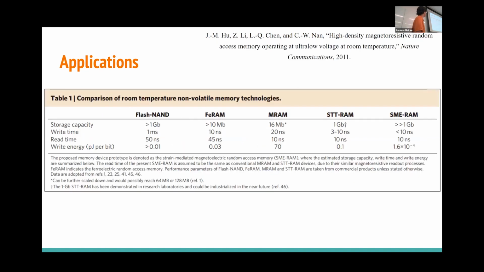So here's a table comparing them. The device I just described is SME RAM, which is on the far right. And you can see that the storage capacity, write and read time are quite comparable to STT MRAM and other leading technologies, but the write energy tends to be significantly lower. So yeah, this is a very promising direction in the field of memory technologies.